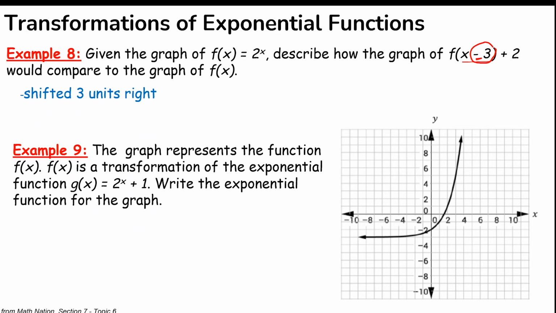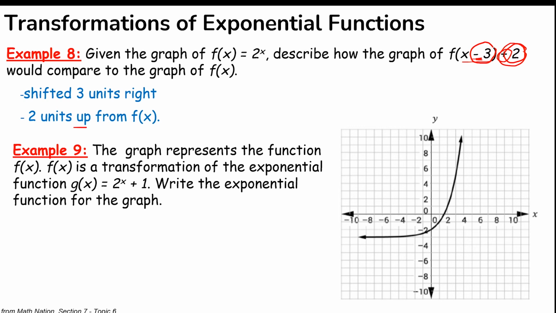And this 2 here is our vertical transformation. That is a positive 2, plus 2. So that would be translated or shifted 2 units up from f of x. So inside the parentheses, again, would be our opposite sign. So a minus would be to the right. And then outside of the parentheses here, since that is a plus 2, that is up 2 units.